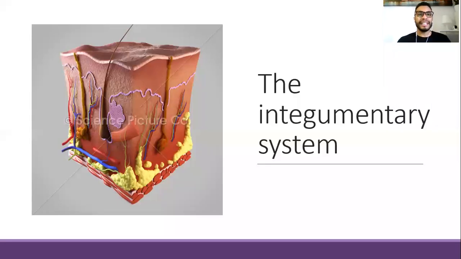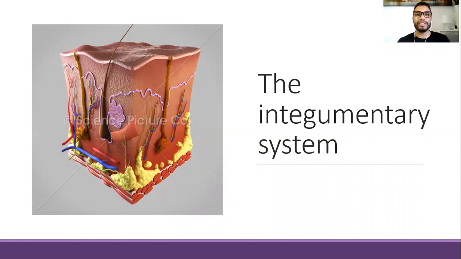Hi everyone. In this video, we will learn more about the integumentary system. This system is very important because it is a visible system that we look at every day when we wake up and look in the mirror. We see our faces, so we see the skin, we wash our hands, we wash our faces.